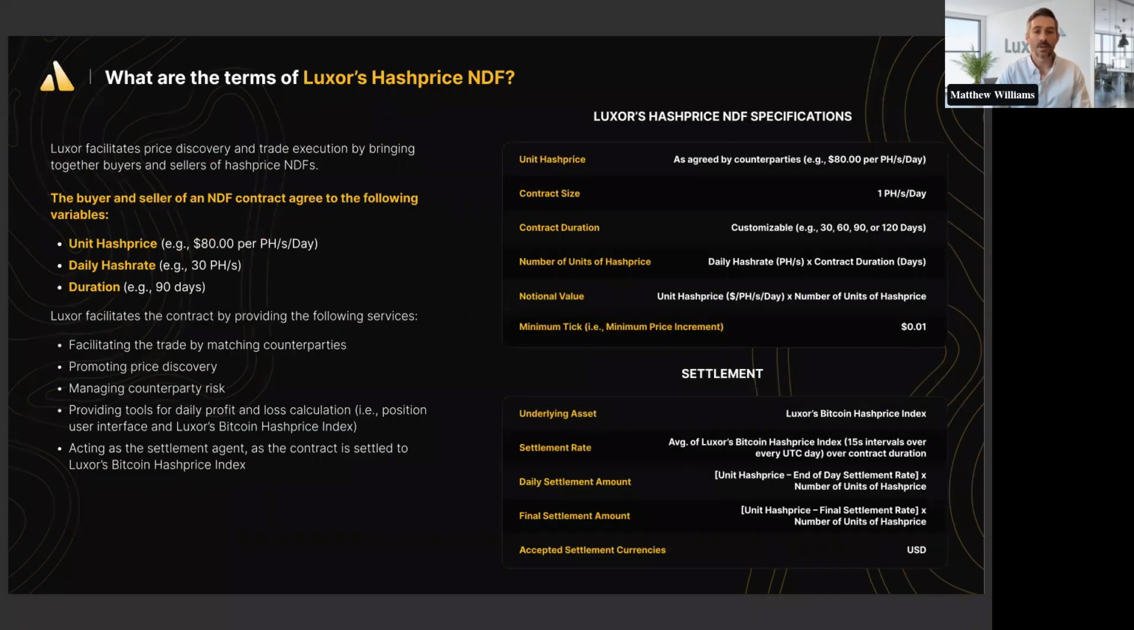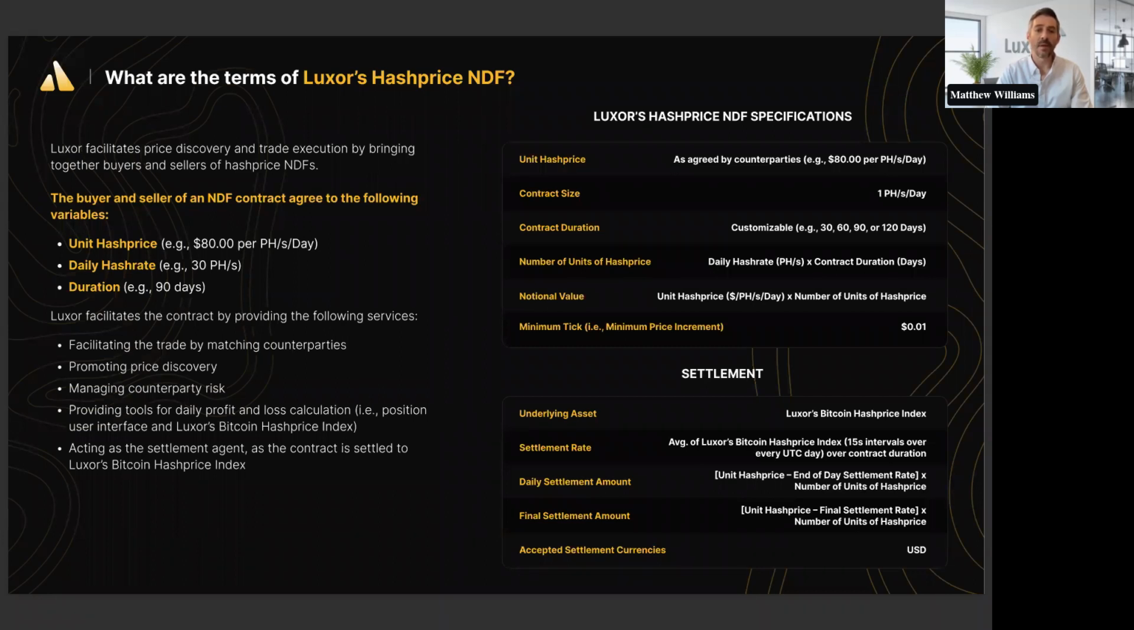Okay, so when trading forward contracts, two parties usually come together, sometimes more, that are often referred to as counterparties, and they have to agree to certain key terms of the deal. So for Luxor's Hashprice NDF, there are three main components that need to be defined in the contract. The first is the price of the trade, which in this case is hash price. So this is defined, as I said before, in petahash per second per day.